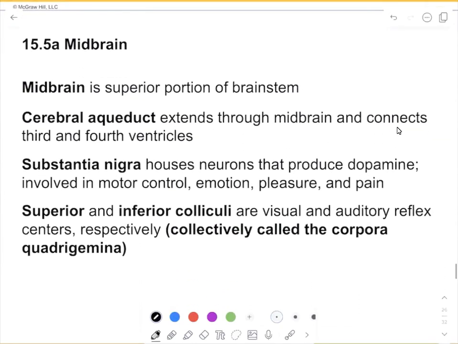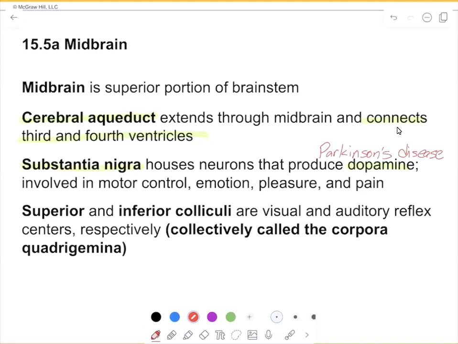The midbrain has the cerebral aqueduct that extends through it, which connects the third and the fourth ventricles. It has a region called the substantia nigra, which produces dopamine. And oftentimes the substantia nigra is the problem when patients have Parkinson's disease.